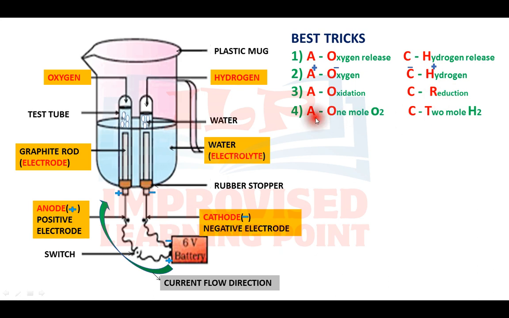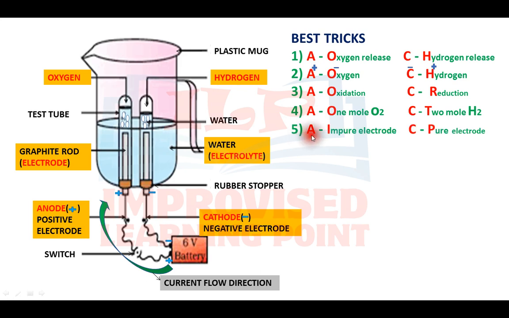Now at the anode, 1 mole of O2 is produced, and at the cathode, 2 moles of hydrogen are produced. So again, 1 mole of oxygen. Where is it produced? Anode. So O and A are vowels, and C, T and H are consonants. So you should remember only this trick. Vowels are together and the consonants are together.